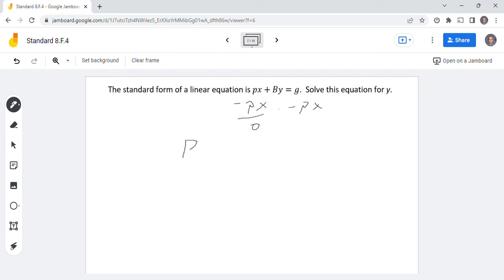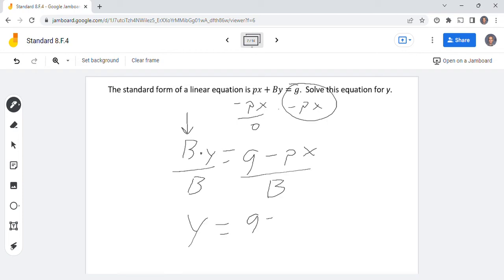That leaves us with by on the left-hand side. And these are not like terms on the right-hand side, so we just leave them separate. We're going to have g minus px. It is okay that we can't combine those. All we have to do now is get rid of this b, and since it's being multiplied to the y, we can undo that with division. So we're going to divide by b. On the right-hand side, we need to make sure we divide everything. So we get g minus px over b. And we're finished. We can't simplify this any further. Nothing is like terms to combine, and we don't know what that division ends up being.